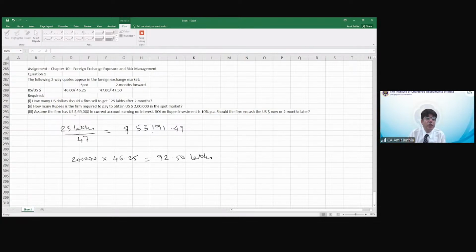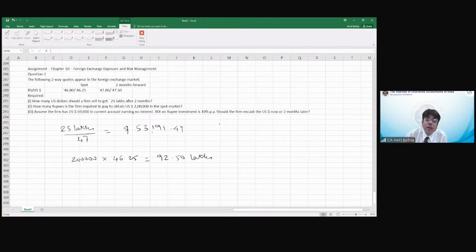Assume the firm has US dollar 69,000 in current account earning no interest. ROI on rupee investment is 10% per annum. Should the firm encash the US dollar now or 2 months later? So how do I do this? What is the question over here? Have you all understood? Whether I should sell the US dollar 69,000 today in spot market, or should I do it 2 months later?